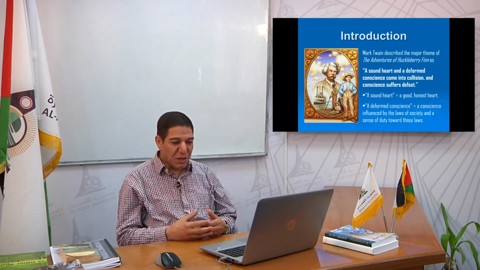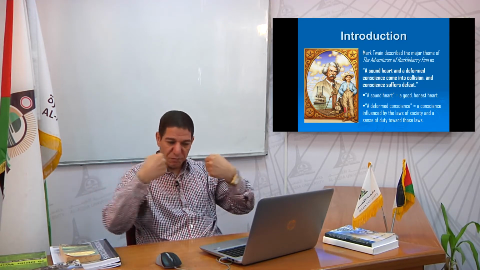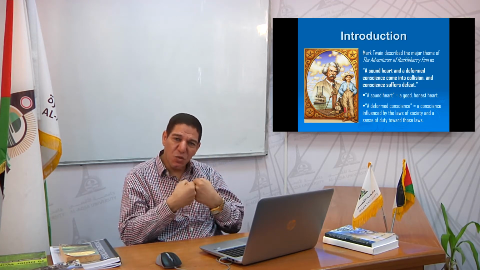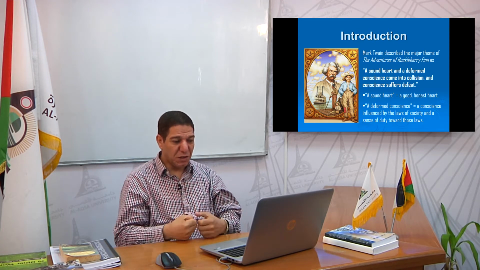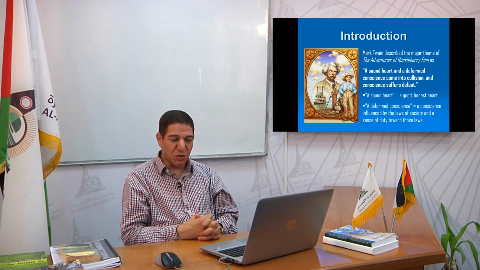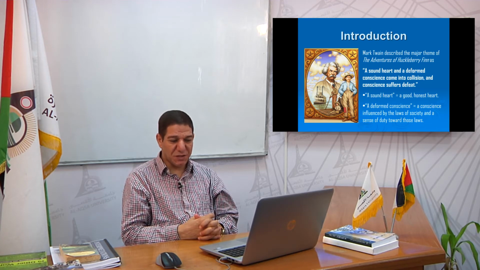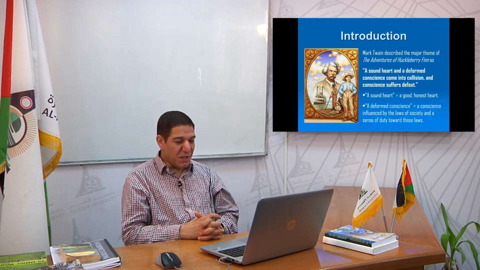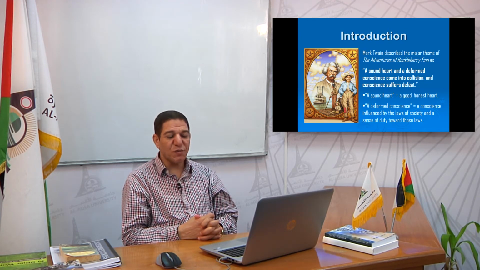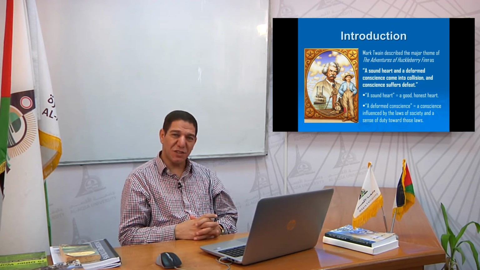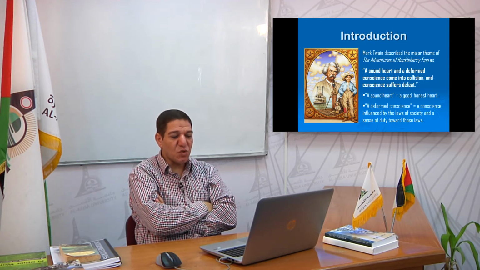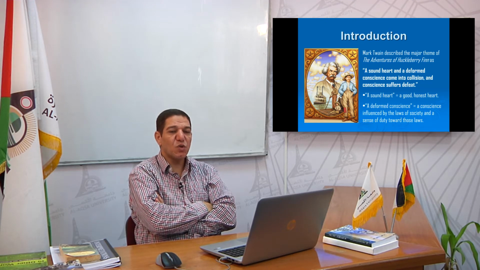Now the heart and the conscience come into collision, okay? They collide, they fight, they quarrel, okay? Dispute. And who is defeated? Who is victorious? The heart is victorious and the conscience suffers defeat. Now he explains a sound heart, a good, honest heart. A deformed conscience, a conscience influenced by the laws of society. This is why it is deformed, it is deficient, okay? A conscience influenced by the laws of society and a sense of duty toward those laws.